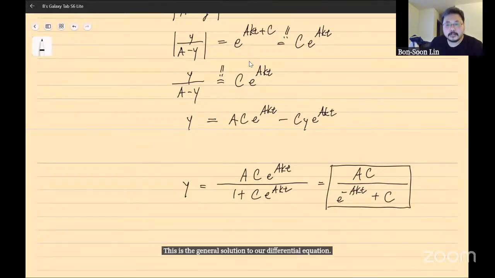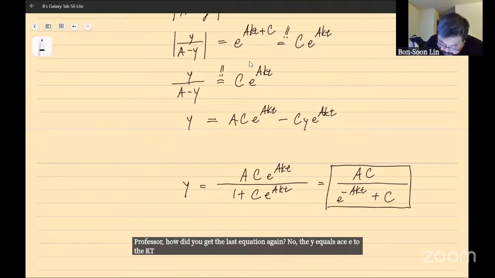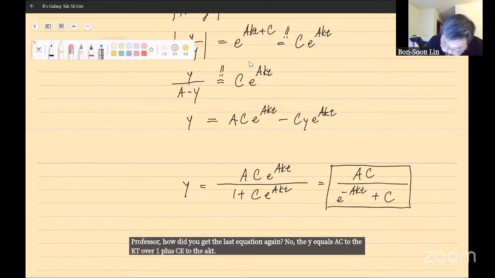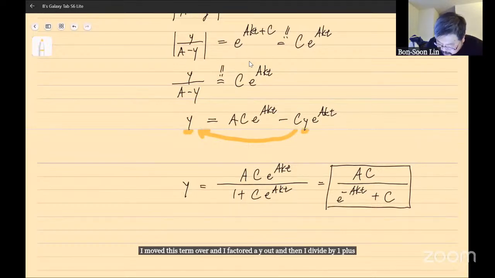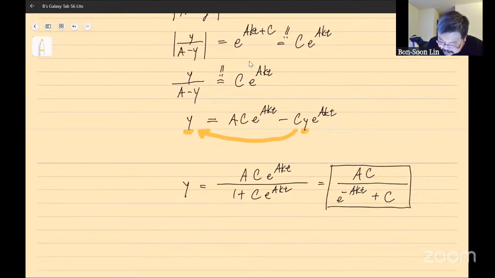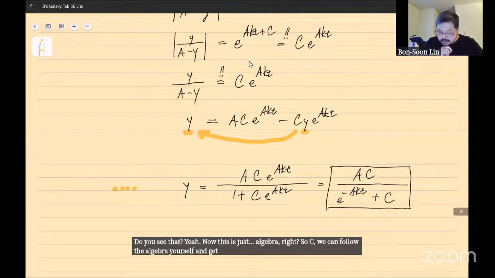Professor, how did you get the last equation again? How do I get the box? No, the Y equals AC e to the AKT over 1 plus C e to the AKT. I solve for Y. You see, I have Y's here, right? I move this term over and I factor the Y out and I divide by 1 plus C times e to the AKT. Do you see that? Yeah, this is just algebra, right? So see if you can follow the algebra yourself and get this term that I have.